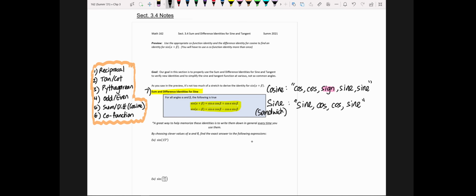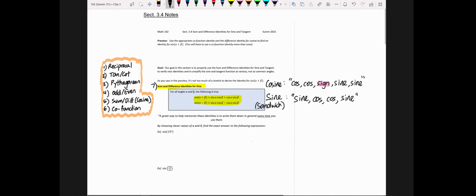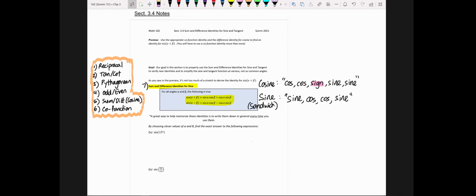Use a method that will help you remember these identities. And these are the identities for sum and difference for sine and cosine. The suggestion that they have here in the notes is to write out the identities in the general form every time you use them.